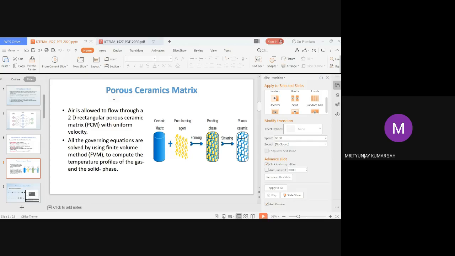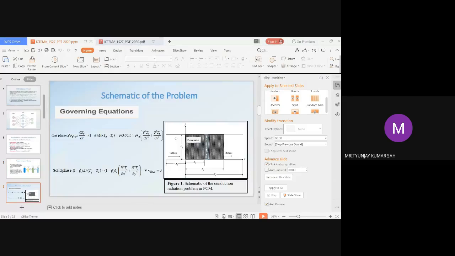Coming to my topic, that is the porous ceramic matrix. Here is the schematic of the ceramic matrix, pore forming agent, bonding phases, and then after sintering, the porous ceramic. Here air is allowed to flow through a 2D rectangular porous ceramic matrix with a uniform velocity, and then all the governing equations are solved by the finite volume method, abbreviated as FVM, to compute the temperature profile of the gases and the solid phases.